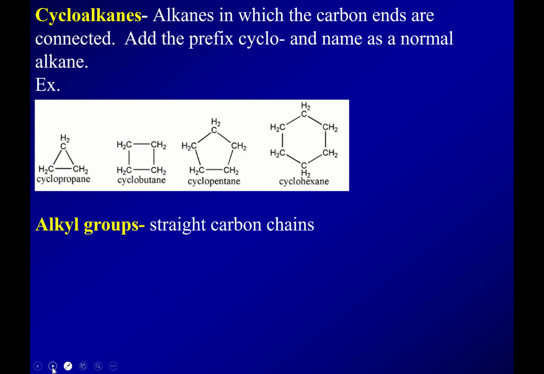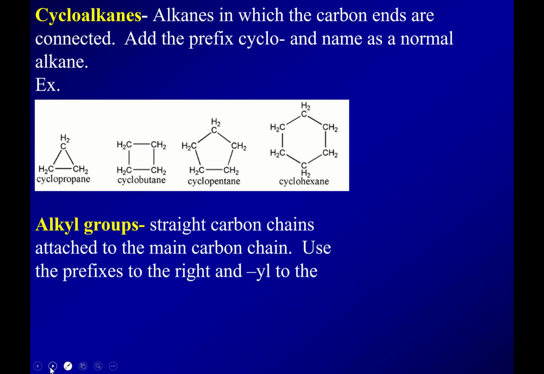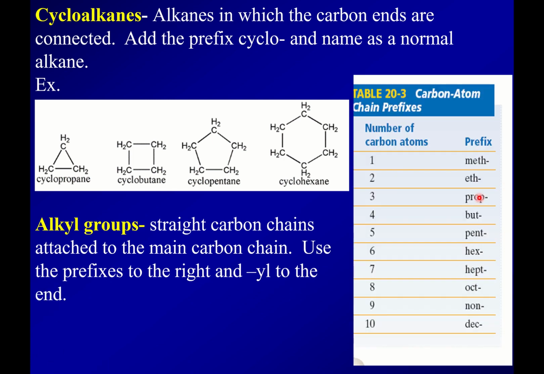All right. So there's also some things called alkyl groups, and these are chains that come off of the main carbon chain. And I'll show you how to identify the main carbon chain. But the nice thing is we use prefixes for those as well, and they're the exact same prefixes. So if we have a methyl group, that means we have a single carbon coming off the main chain. If we have an ethyl group, 2 carbons coming off the main chain.